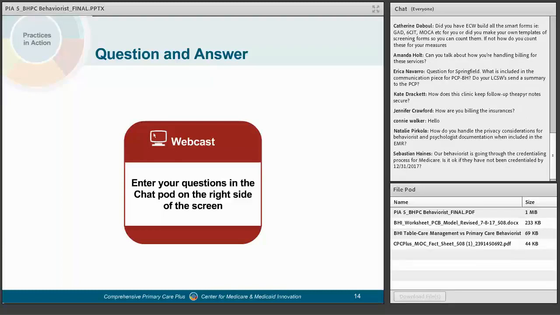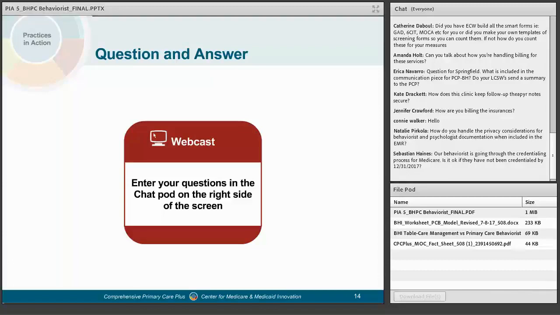Some of them are pretty similar to each other. So the first one is, how do you handle documentation, the counseling documentation within your EHR? Is the behavioral health documentation included with the medical documentation as well?